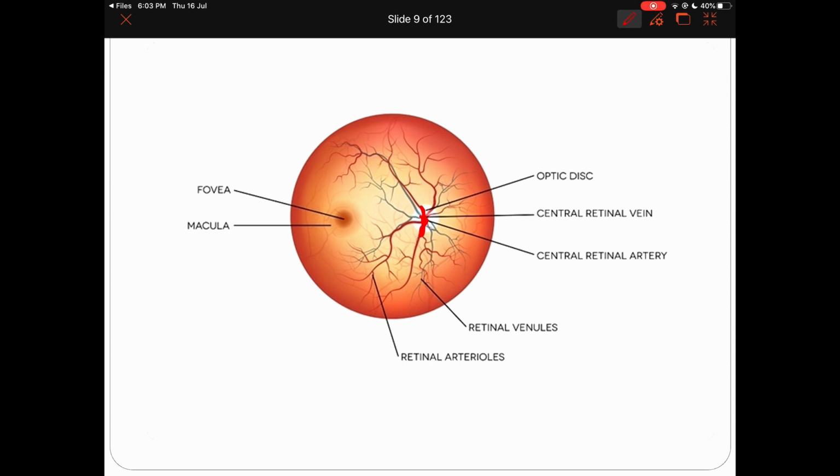The upper will actually divide itself. You see that the upper will divide into the nasal branch and temporal branch. This is the central artery of retina, and then it will split up into many small branches, then the arterioles, then the capillaries, and all these four are end arteries. They are not anastomosed with each other.